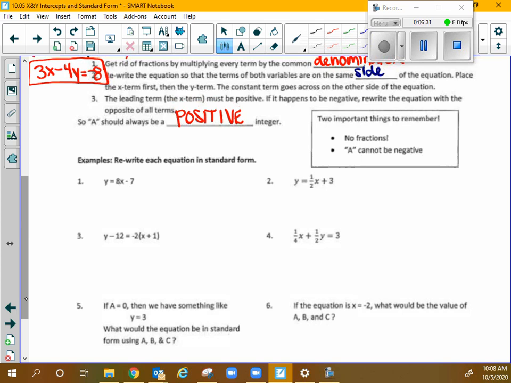Look at number 1. Fractions or decimals? No. So we don't really have to worry about step 1. Step 2 is, are both of my variables on the same side? No. What has to move? 8x. So negative 8x plus y equals -7. Why is it not good? A is negative. We need to multiply everything by -1 so that I get 8x. Very good.